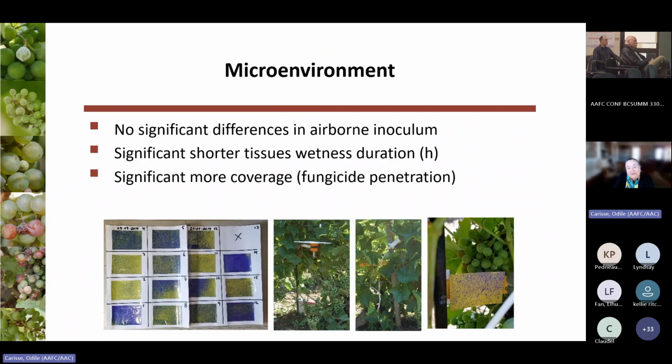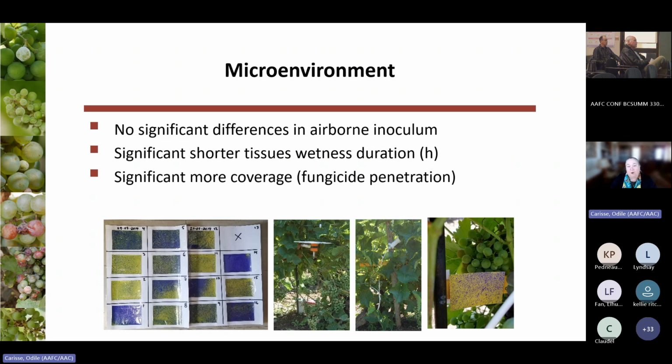If we look at the other factor we looked at, we didn't find any impact on airborne inoculum. But I must say that most of this inoculum traveled between the different plots. So that's probably the reason why we didn't see much impact. However, in terms of microclimate, the major impact we saw was on shorter leaf wetness duration. Depending on the different trials and the different years, it was between 30 and 40% shorter leaf wetness period.